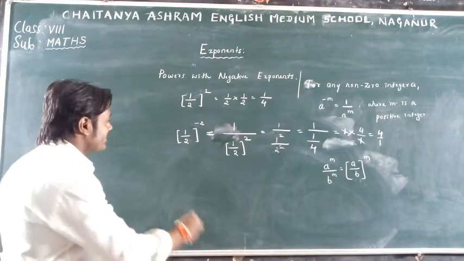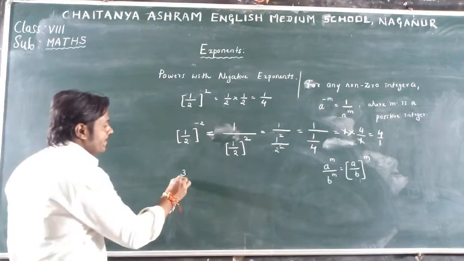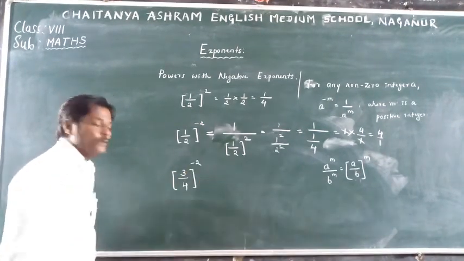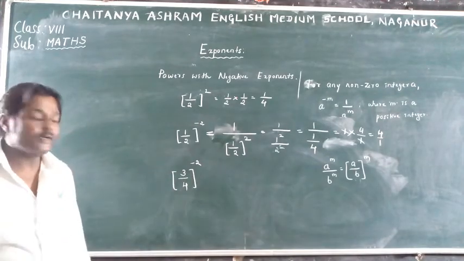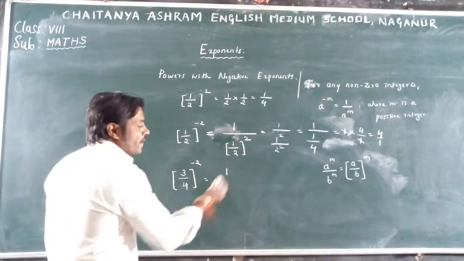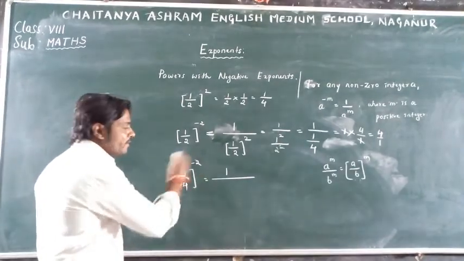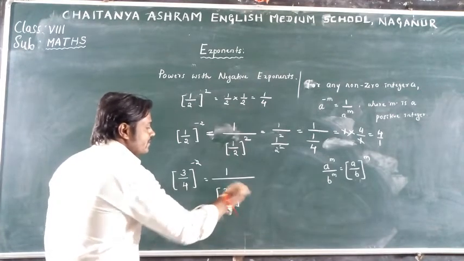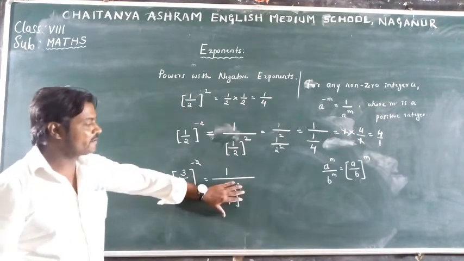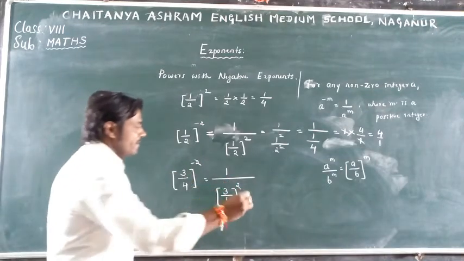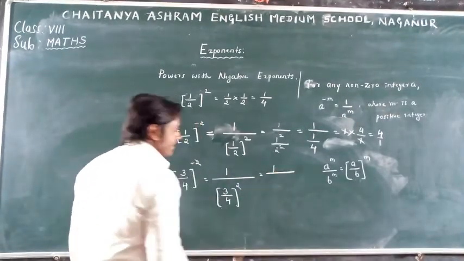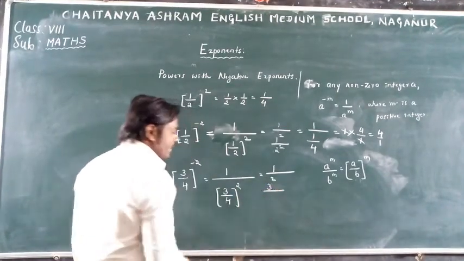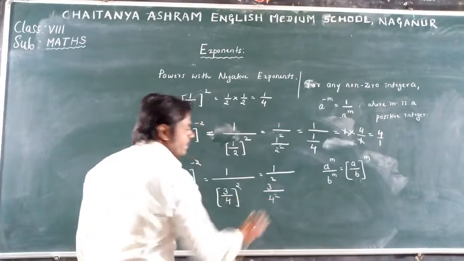Clear? Then see next. 3 divided by 4 raised to the power minus 2. What is its positive exponent? Simply 1 divided by, write the whole exponent, 3 by 4 raised to the power plus 2. Again shift this to whole. Proceed. 1 divided by, this 2 is related to both numerator and denominator, no? 3 raised to the power 2 divided by 4 raised to the power 2.